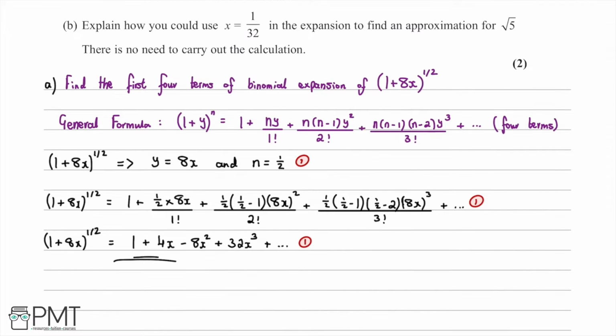Then taking a look at part B of this question, we're asked to explain how you could use x equal to 1 over 32 in the expansion to find an approximation for the square root of 5. And we're told there is no need to carry out the calculation. So we're not going to do the calculation, we're just going to write out what we would do.